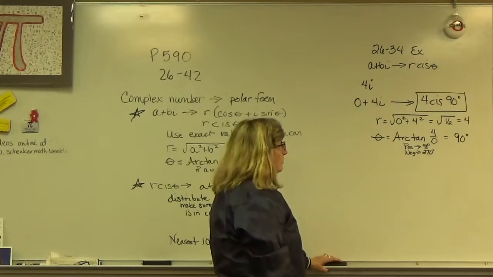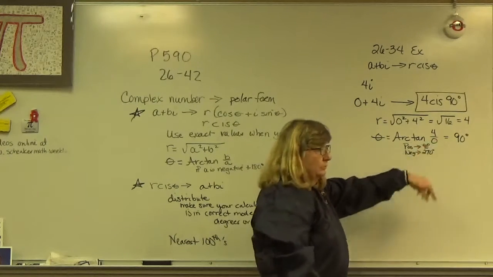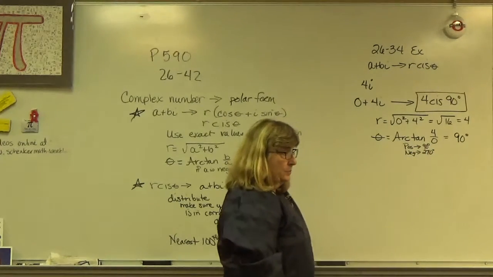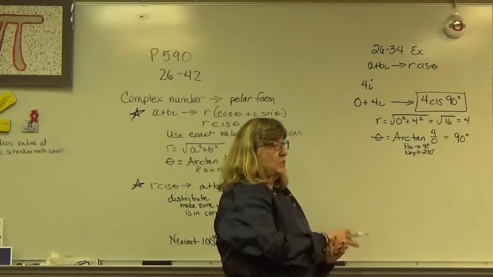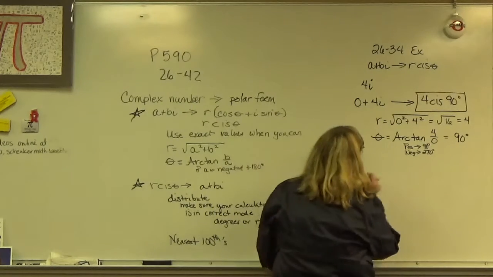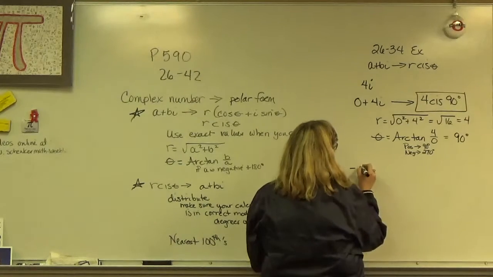Why is it positive again? Because it was a positive 4. If that had been a negative 4, then I would have taken 270. Does everybody follow what I'm saying there? There are 2 places where the tangent is undefined: 90 and 270. Okay, what if I have negative 6?